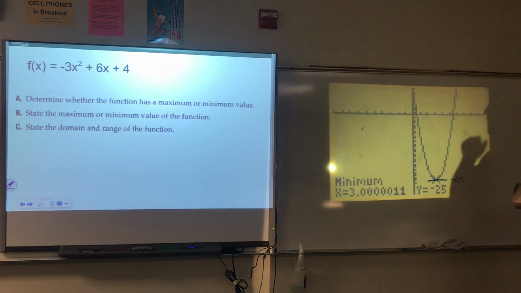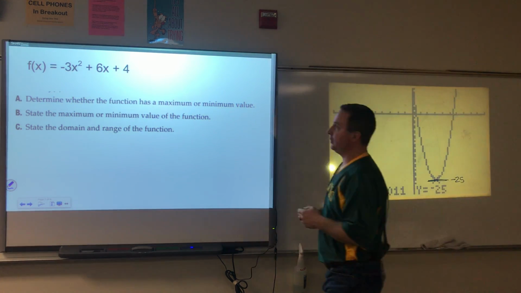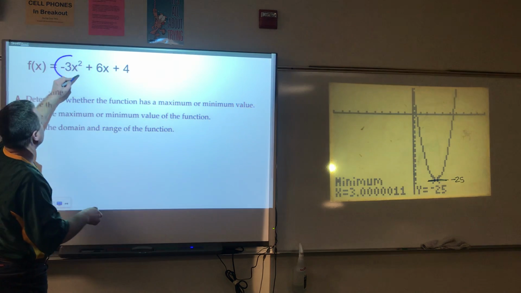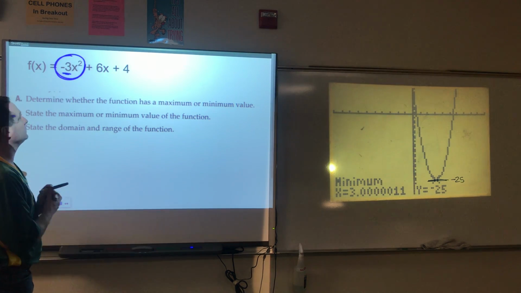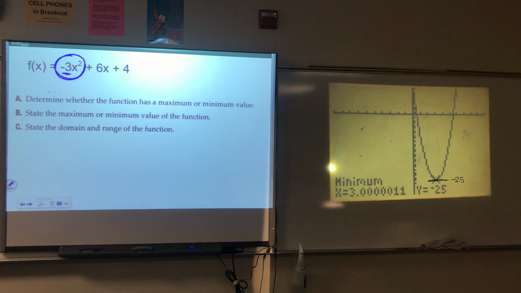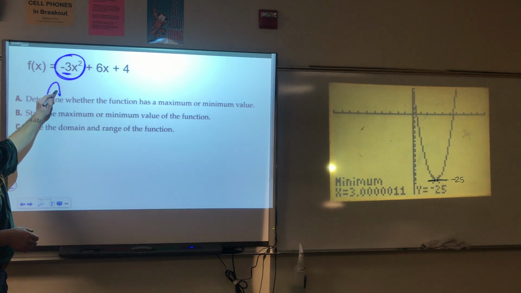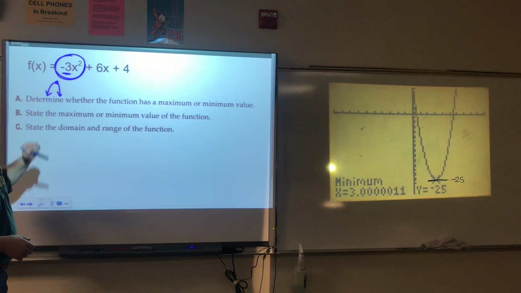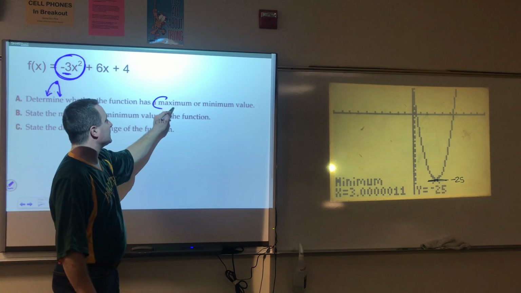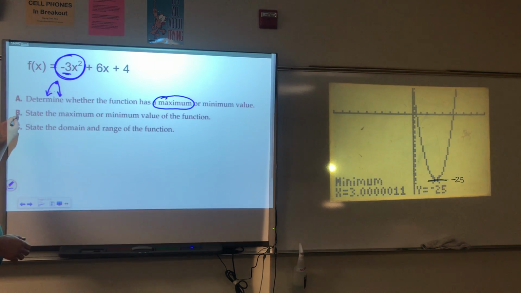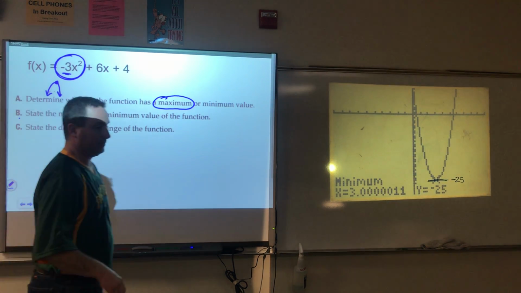Determine whether it has a max or minimum value again. Well, I'm going to look at the leading coefficient out here on the x squared term, the a. This time it's negative again. A negative a means it opens down, which means it's going to have a maximum. So this time it has a maximum. For part B, let's find that maximum.